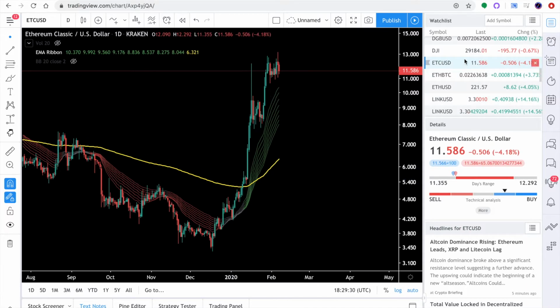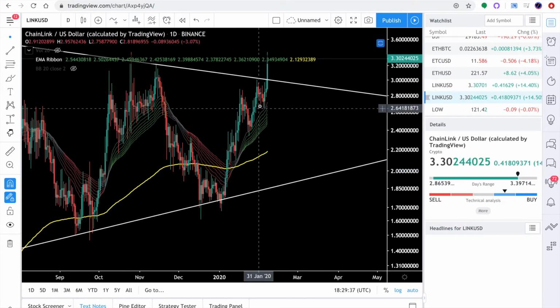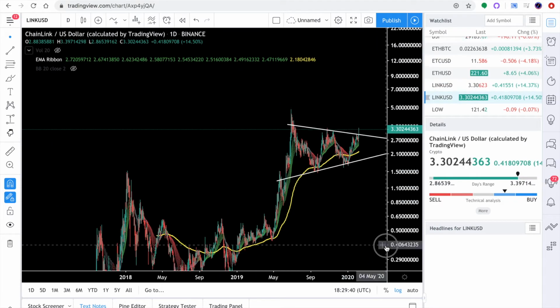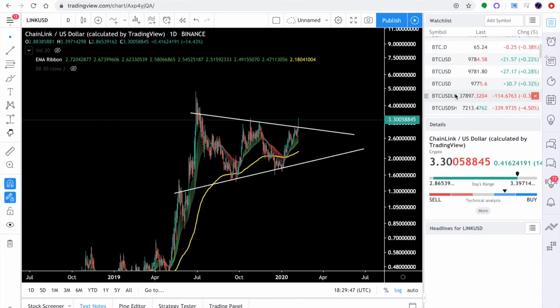ETC broke the 200 significantly. Link is going crazy today. Let's look at this one. Look at that 200. That broke out of its symmetrical triangle pattern. That broke up. So a lot of things have performed well when they've reached the 200 daily EMA.